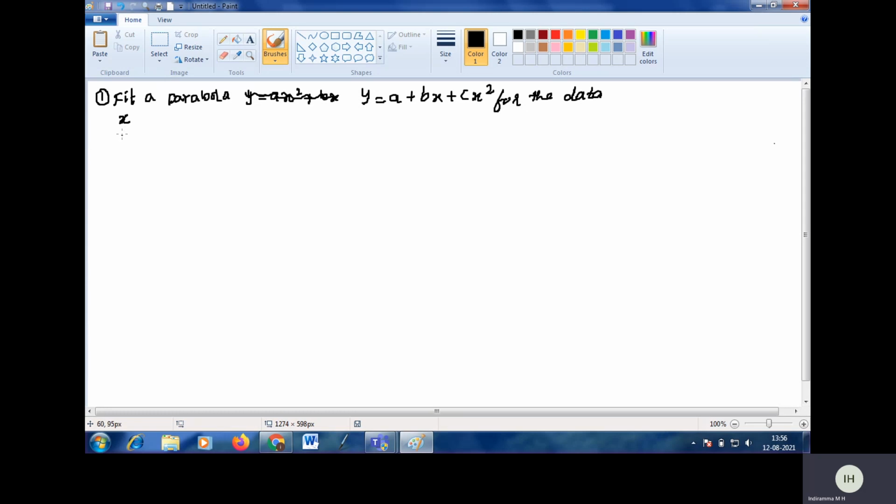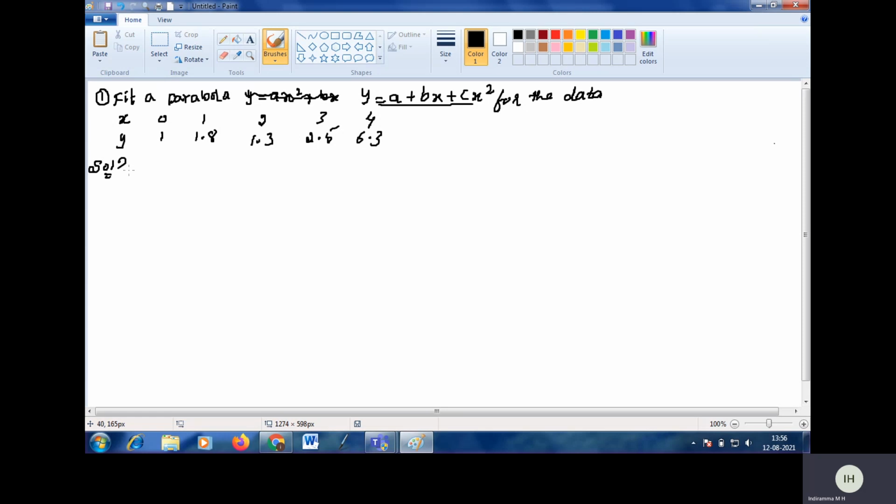x, y: 0, 1; 1, 1.8; 2, 1.3; 3, 2.5; 4, 6.3. So this is the given data. For this data we have to fit a parabola in the form of y is equal to a plus bx plus cx square. Okay. Solution.